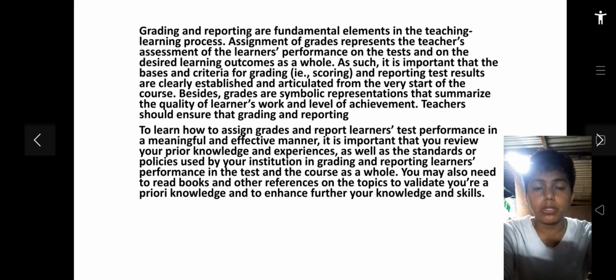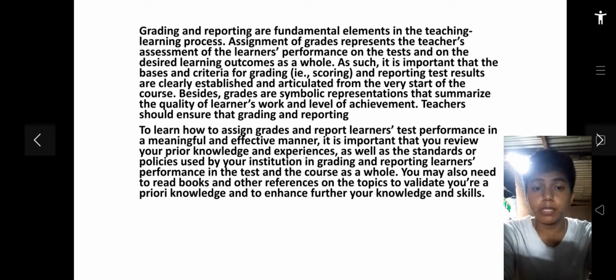The teacher's evaluation of students' performance on the exams, and overall on the desired learning outcomes, is reflected in the grades that are given. So, as a result, it's critical that the foundations and standards for grading and reporting test results are defined and stated explicitly from the very beginning of the course. Additionally, grades serve as symbolic summaries of the caliber of students' work and their degree of achievement.